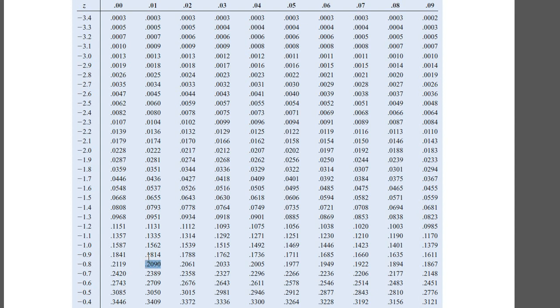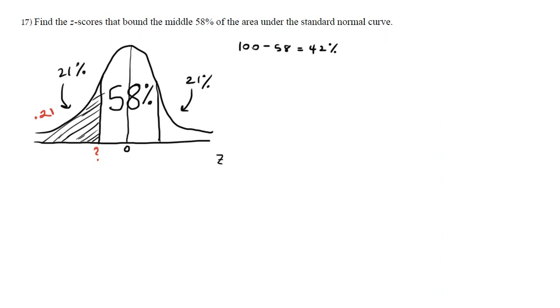It is negative 0.81. Okay, so let me go back here. So that z-value is negative 0.81. And on the positive side, since this curve is symmetric, it's going to be positive 0.81, this z-value here. And those are my z-values. z equals negative 0.81 and also positive 0.81.